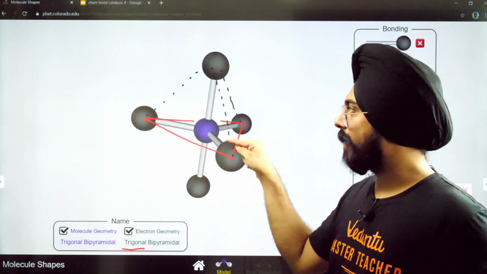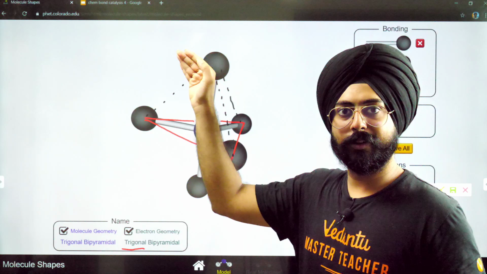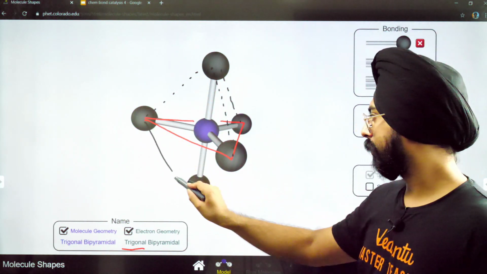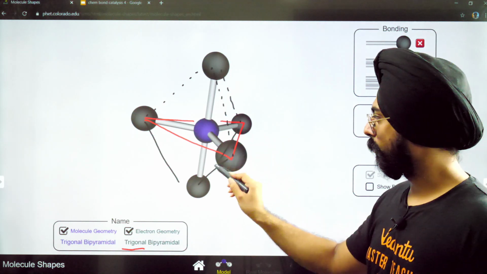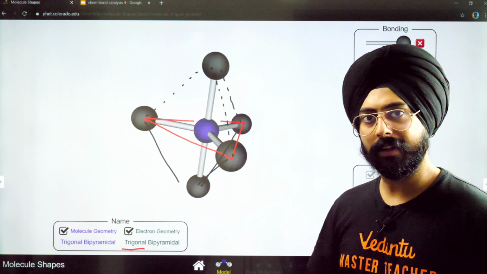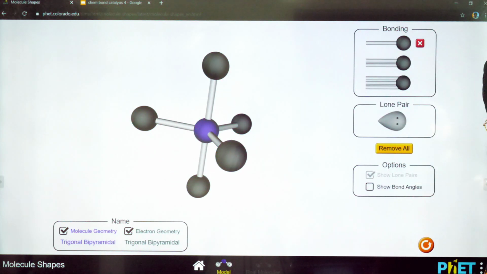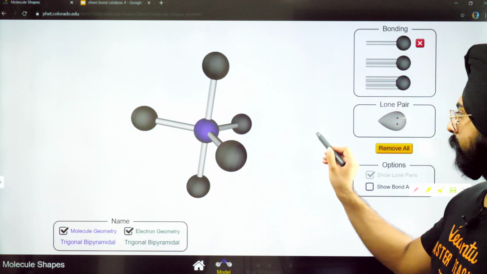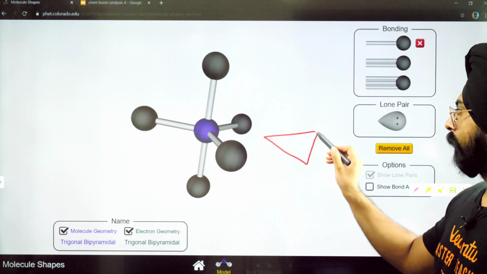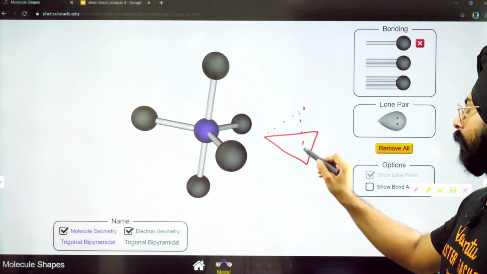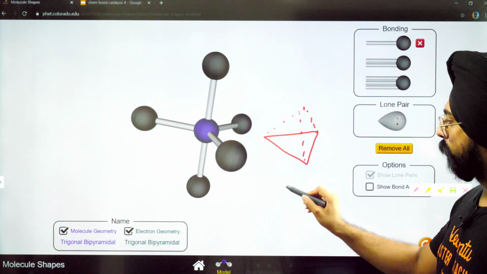The red base with the black top. Can you see the pyramid? Let me draw it at the bottom, look at this. Can you see the pyramid at the bottom? Again, this is the trigonal. One protrusion at the top and one protrusion at the bottom.